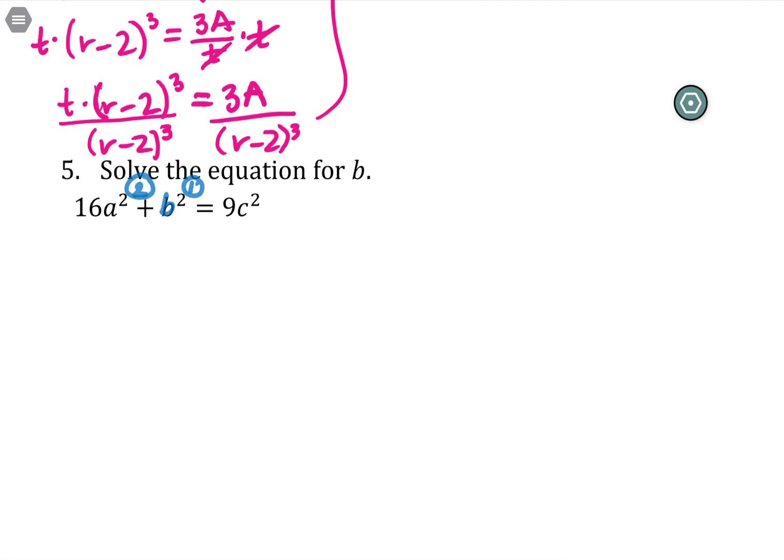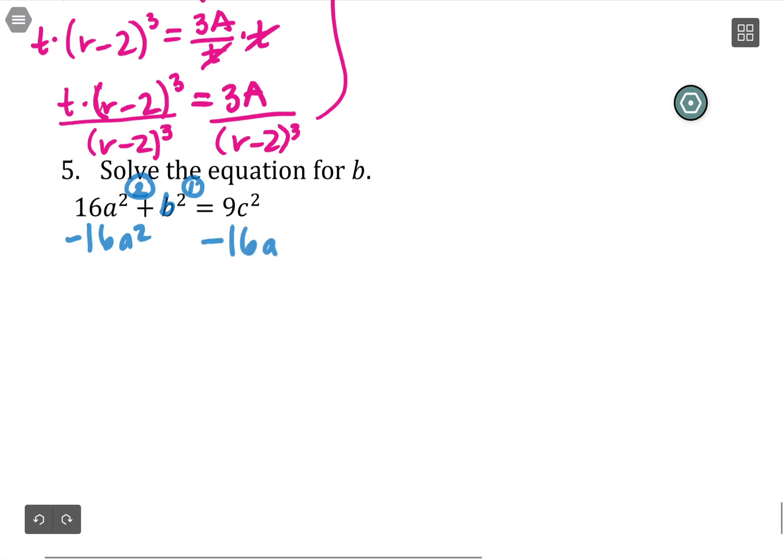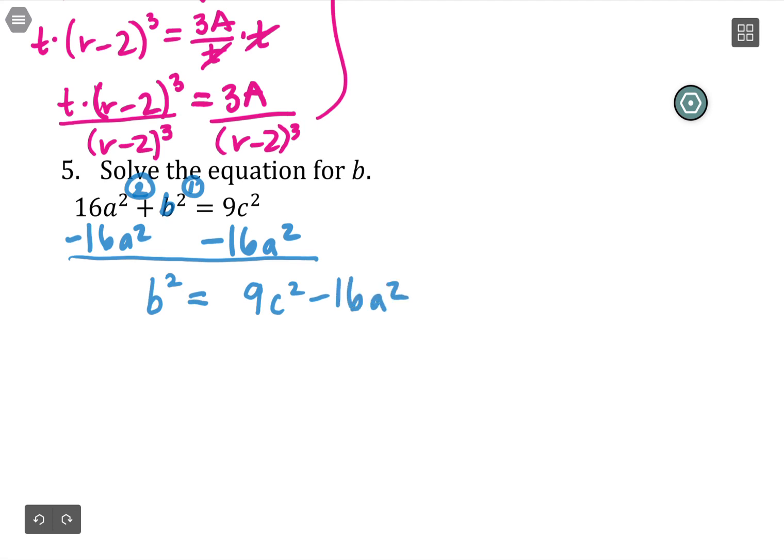So the first thing I'm going to do is get rid of the 16a squared since it was attached by addition. I'm going to remove it using subtraction. So b squared is equal to 9c squared minus 16a squared. And keep thinking like terms, because that's a c squared and an a squared. There's no way to combine it, so you'll just write it like that. The next thing I need to do is get rid of the square. To do that, I would have to use square roots.